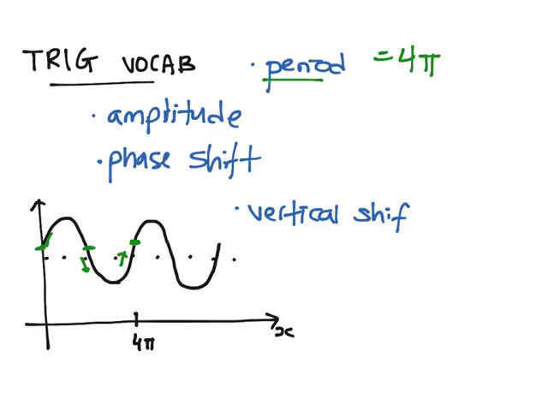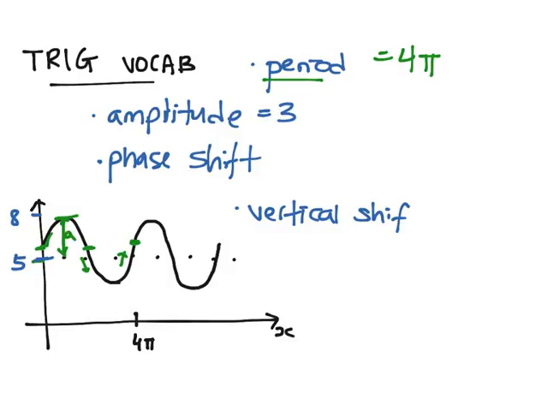Now, the amplitude. The amplitude is the distance from the top point of the crest to the baseline of the function. That's our amplitude here. If we take our baseline, our y value here to be 5, and the y value here to be 8, our amplitude is 3 for this function.